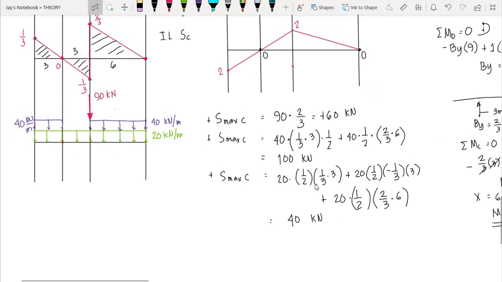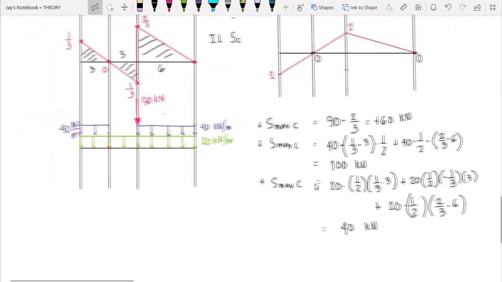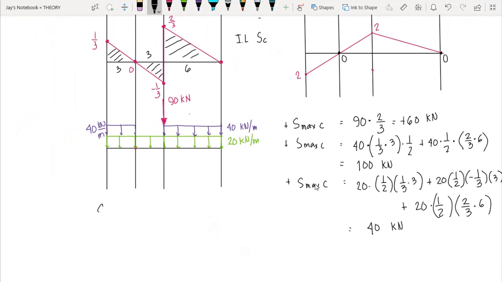So meaning, we have the maximum positive shear at C, that is 60 plus 100 plus 40. So therefore, we have 200 kilonewton. So due to the live load and dead load, this would be the maximum shear at point C.